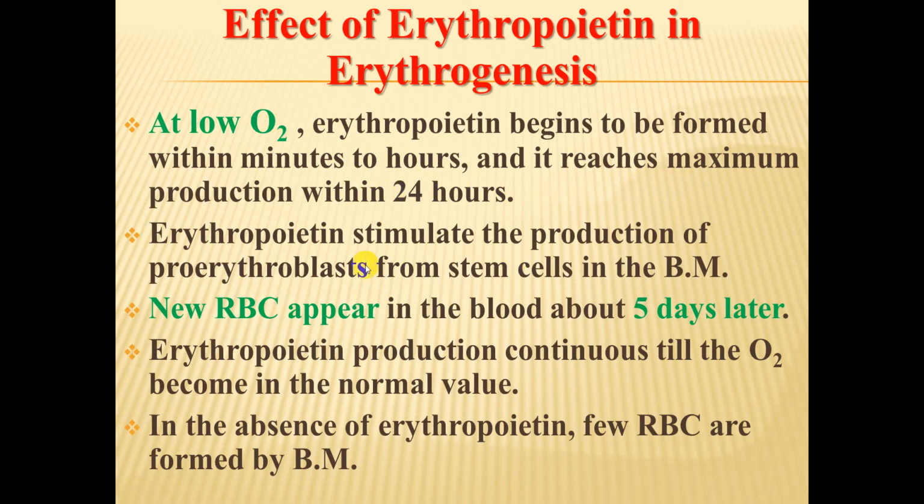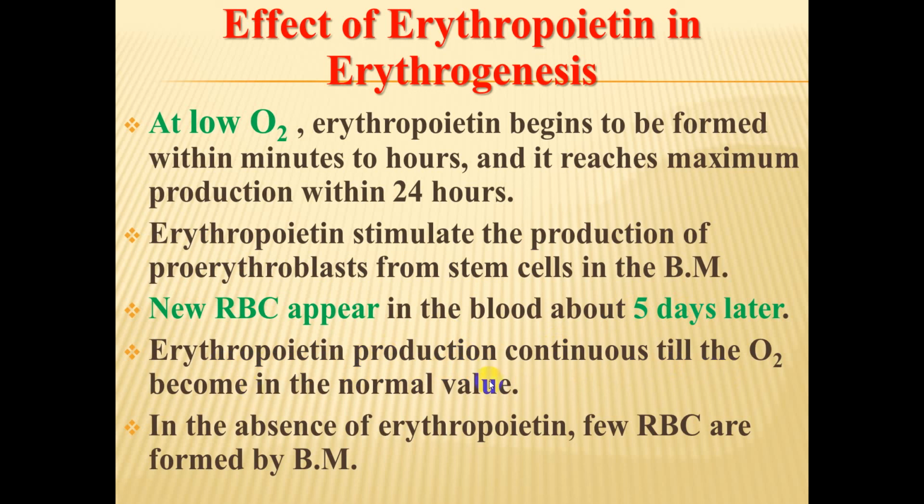Erythropoietin stimulates production of pro-erythroblasts from stem cells, which continue their path until mature cells. New RBC appear within 5 days. So the erythrogenesis process needs about 5 days to produce mature cells. Erythropoietin production continues until the oxygen becomes the normal value.